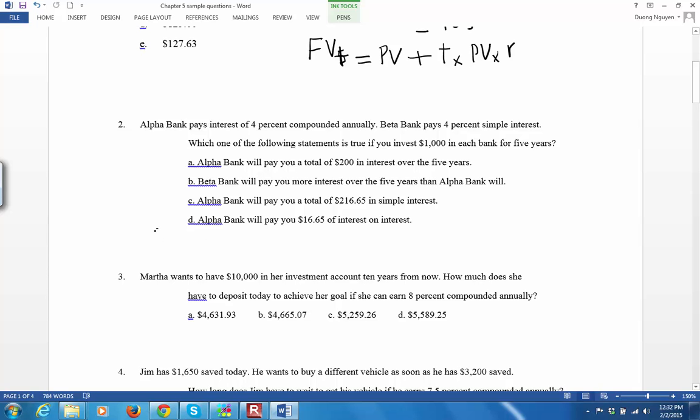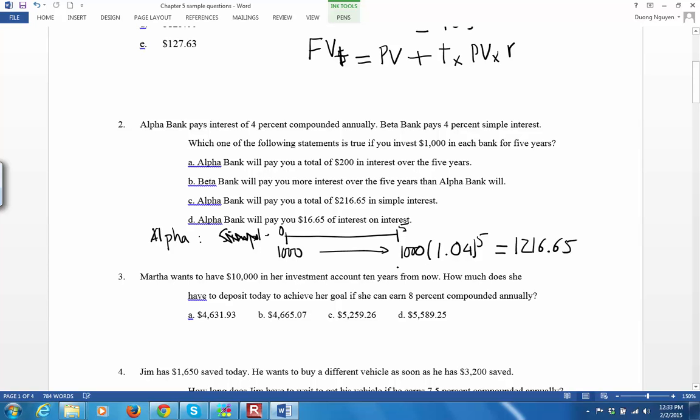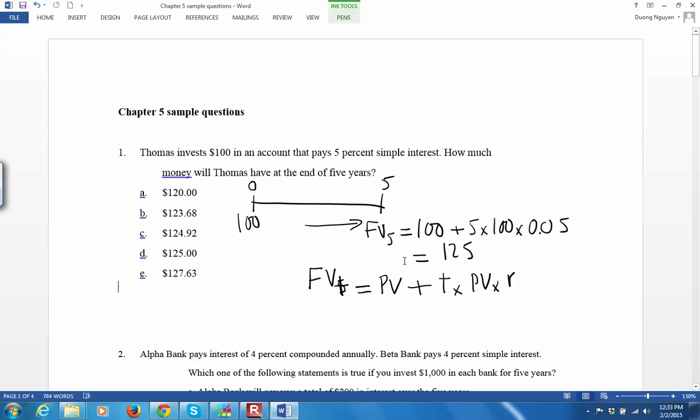For Alpha Bank, which pays 4% compounded annually, what it means is this is a compound interest after 5 years. If you invest $1,000 in here, after 5 years you will get 1,000 times 1.04 raised to the power of 5, and that equals $1,216.65. Alright, let me get more space.